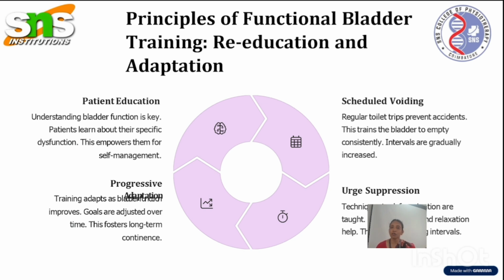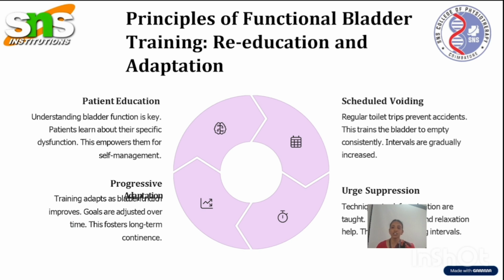Scheduled voiding: regular toilet trips prevent accidents. This trains the bladder to empty consistently. Intervals are gradually increased during re-education. Then progressive adaptation is one of the methods in the functional training of the bladder. The training adapts as the bladder improves, so goals are adjusted over time. It will give you the long-term effect.